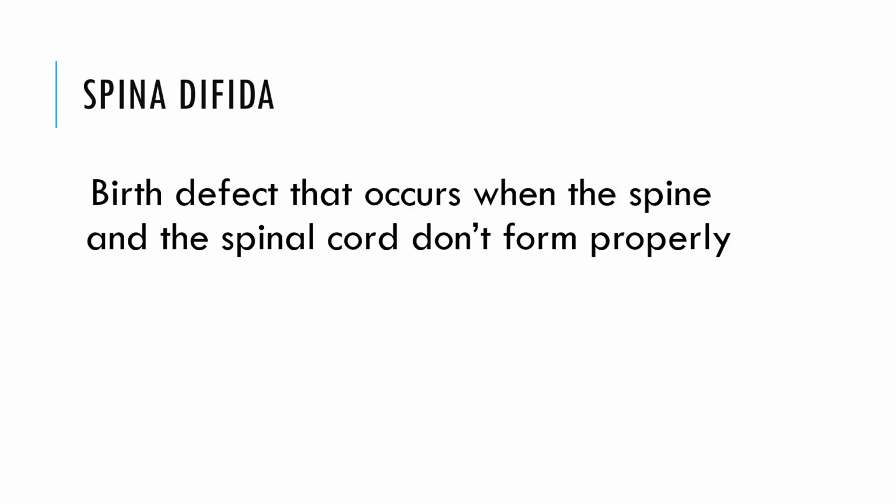Spina bifida is a birth defect that occurs when the spine and the spinal cord don't form properly. A diagnosis is usually found by an elevated maternal AFP level followed by an ultrasound. The AFP is the alpha-fetoprotein, which measures the level in the blood, and if it's elevated, it could be related to abnormalities, which is how we link it to spina bifida.